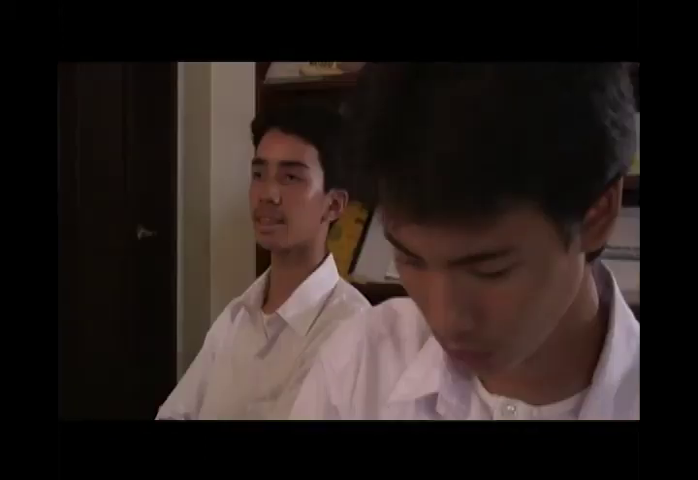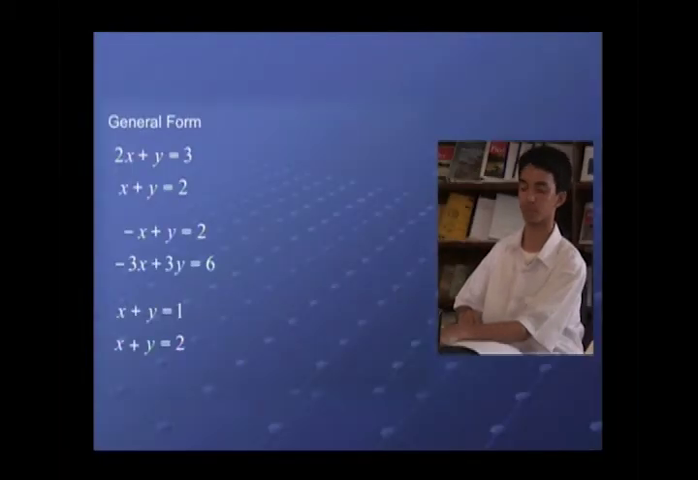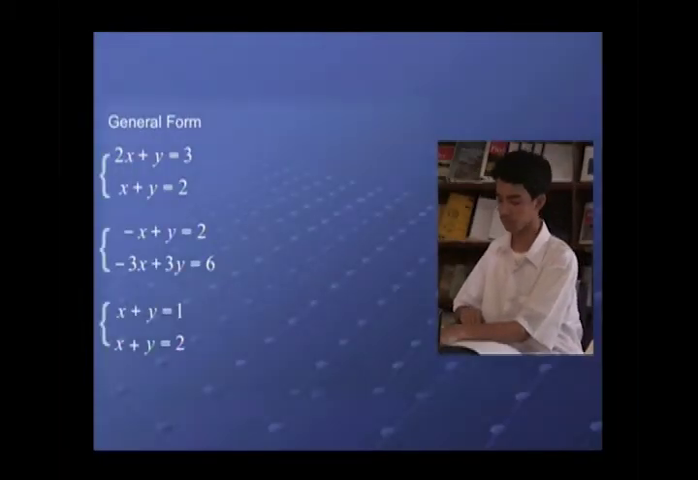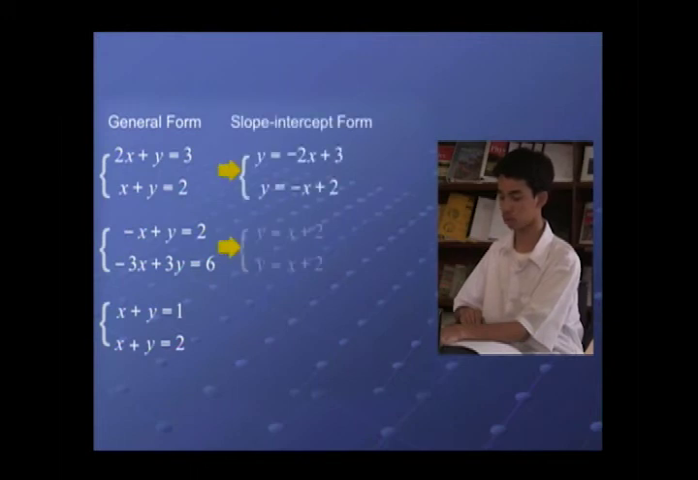Ma'am, I just realized something. We don't always have to graph the system to know if it's consistent or not. That will save us a lot of time in tackling a problem. That's an excellent observation. How do you do that? We can rewrite the equations in slope-intercept form. For example, consider the following systems. If we rewrite the equations in the slope-intercept form, we end up with these versions of the systems.